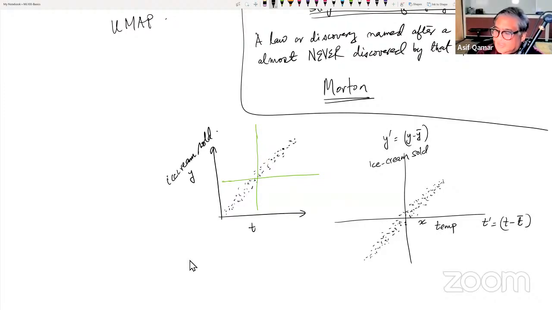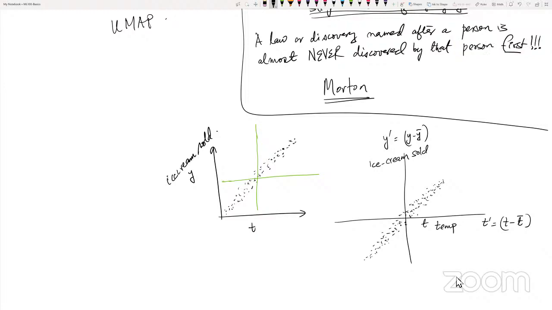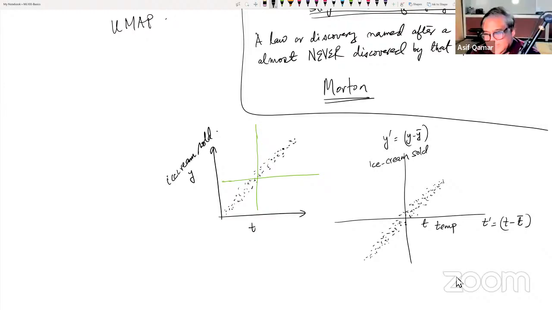Let me call this X. Actually, well, let me just use T itself. T. Is there a correlation? What you have understood about correlation, what would you say? Anyone? Yes, there is a clear correlation, and it's a positive correlation.